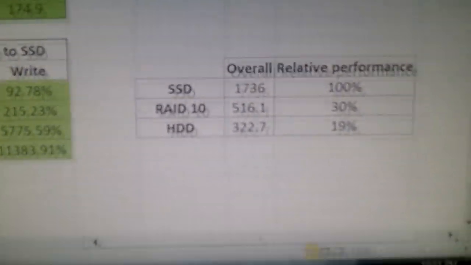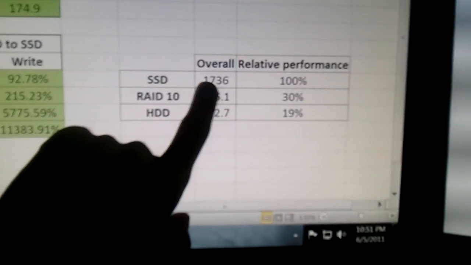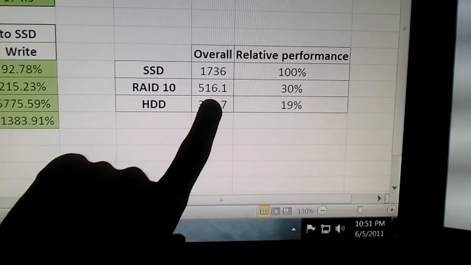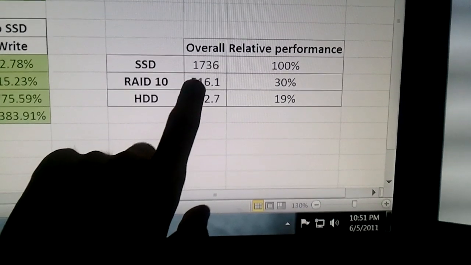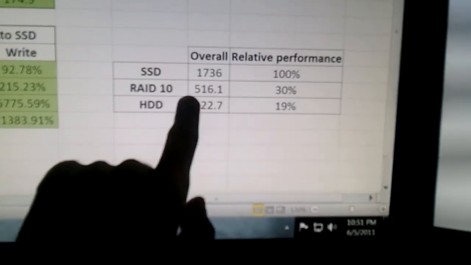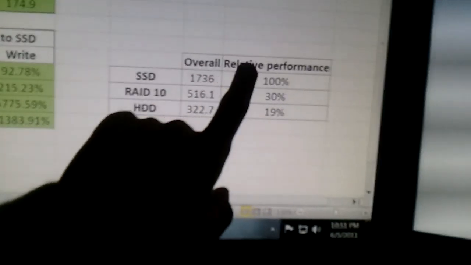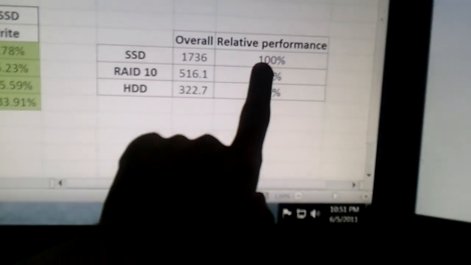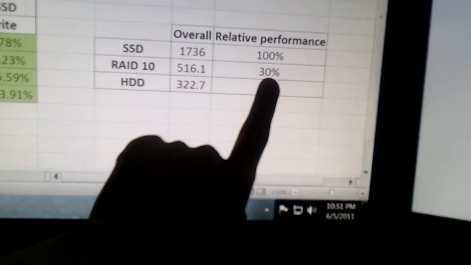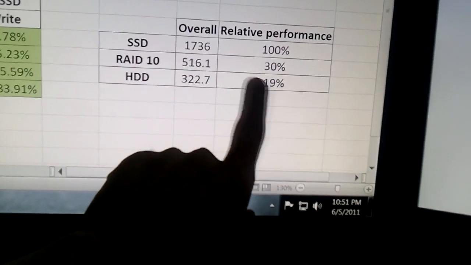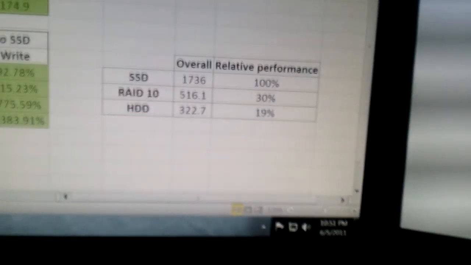So now let's do it very quickly. I've just added up the MBs over here. SSD scored 1700, the RAID 10 scored 500 something, and then the HDD scored 300 something. Mainly the RAID scored more than the HDD by 200 because of the sequential reads and writes, if you remember over there. Now, relatively, the SSD is the best performing, so 100% performance, and the RAID is only 30% of the performance of the SSD, and the HDD is only 19% of the performance of the SSD.